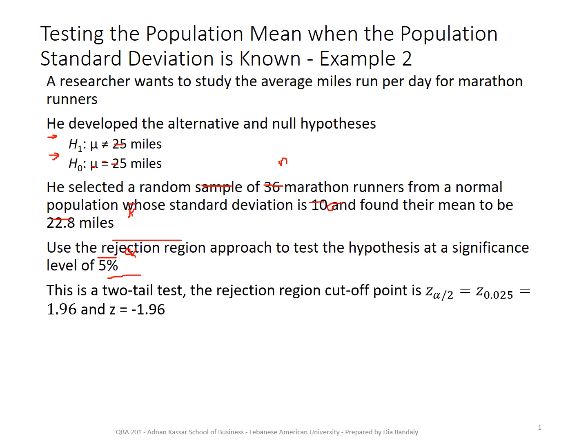Now, how can we find the rejection region cutoff points, or the critical points? We look for Z alpha over 2, right? Remember that in a two-tailed test, we split the significance level into 2. So alpha over 2 is 5% over 2, 2.5%. So that's Z 0.025. How do we get that? We get that from the Z table by looking for the area on the left-hand side of that Z to be 0.975, and we get 1.96, which means the other cutoff point on the lower tail is the opposite. It's symmetrical, so it's minus 1.96.